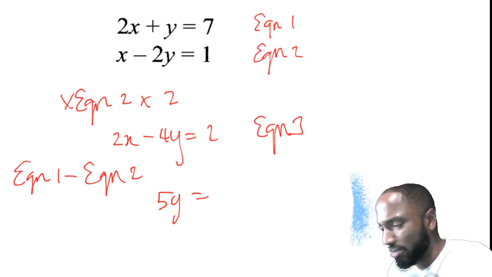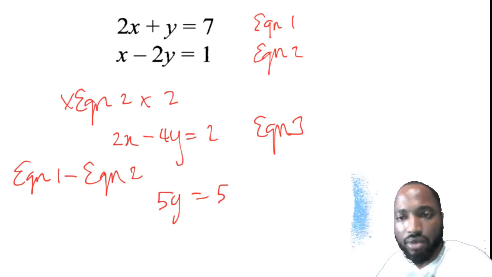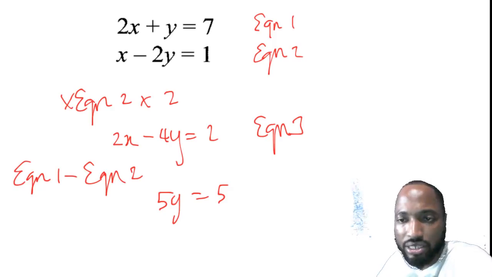Let me make sure I'm minusing this thing properly. Take away 2. So this is 5 actually. So you are right, thanks.